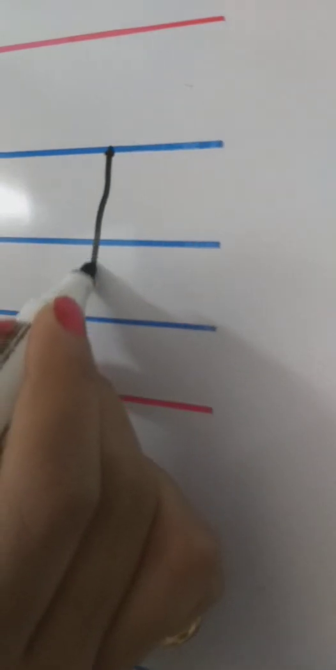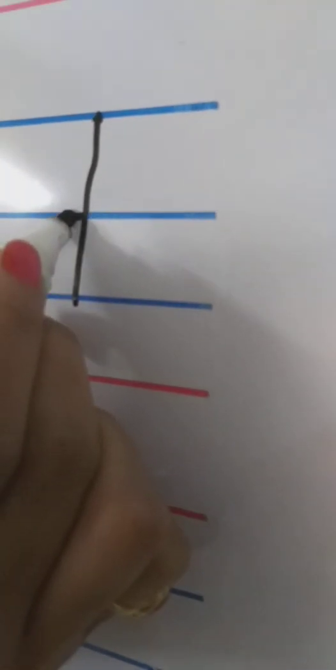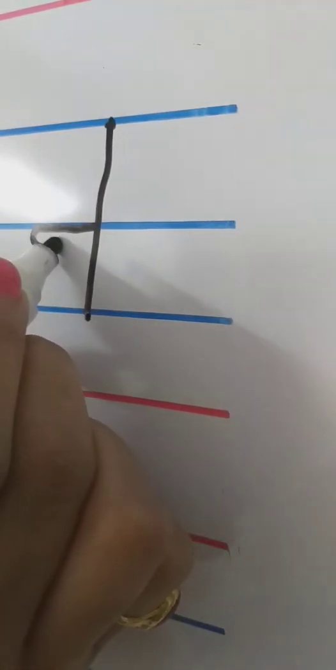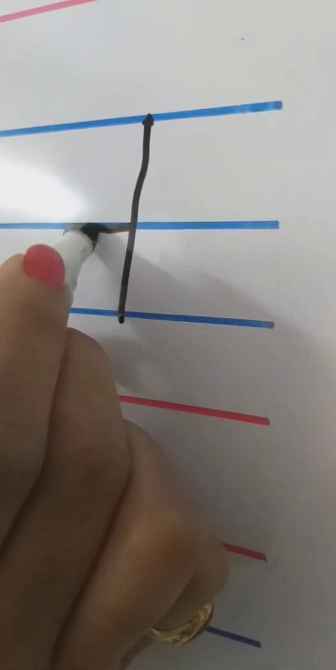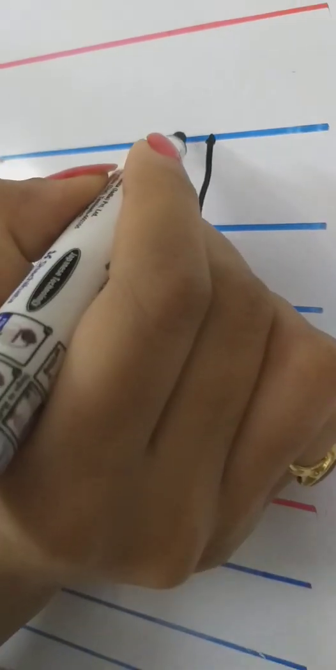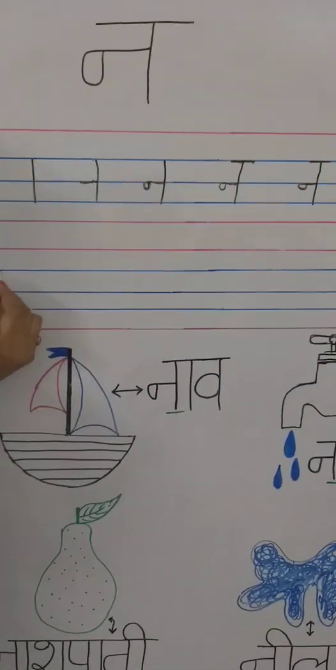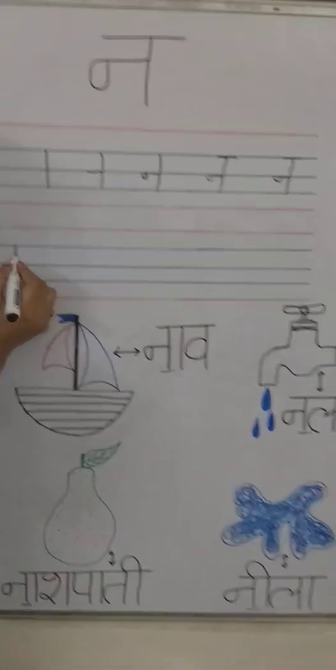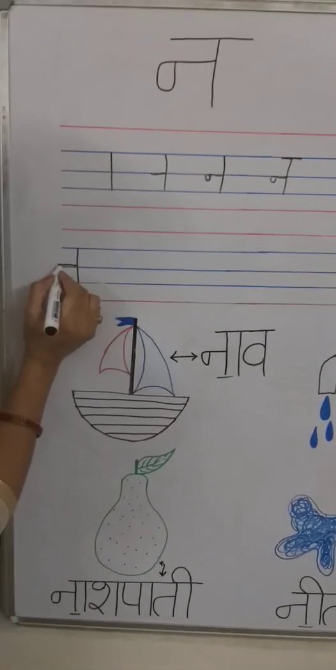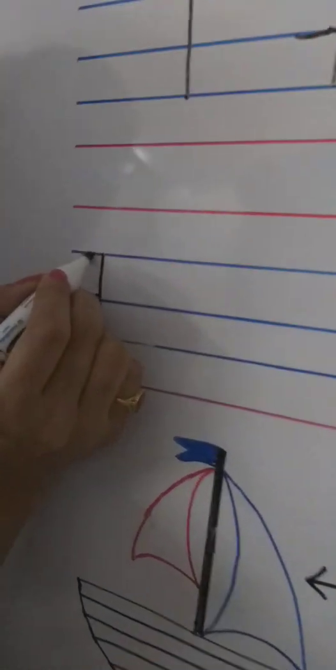Papa stand, baby sleep, curved line on the second blue line only, and baby sleep on the papa stand. So it is the correct formation of Vyanjan na. So as we know, what is the correct formation? If you write like this, is it a correct formation?